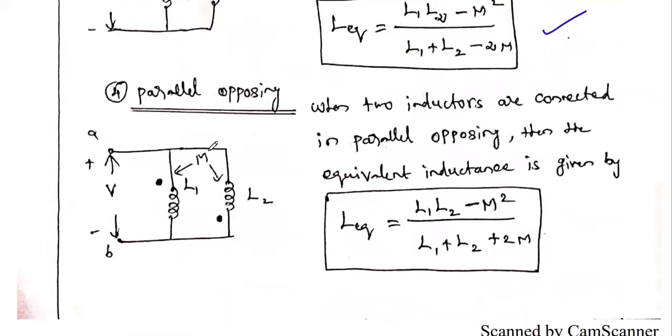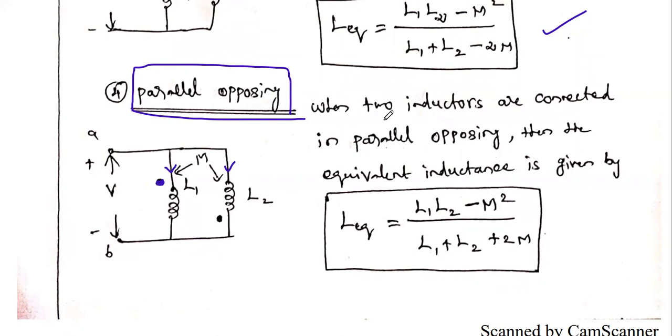Similarly, the fourth case is parallel opposing. What does parallel opposing mean? Here the two coils are connected in parallel. In the diagram, this is L1, L2, and the mutual inductance between these two coils is M. But you see the dot: in inductor L1, the dot is at the entering point of the current, but in the second coil, the dot is at the leaving end of the current direction. So that's why this connection is called parallel opposing.